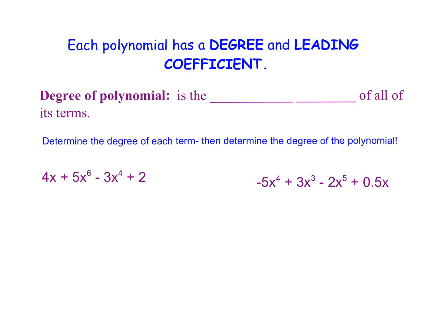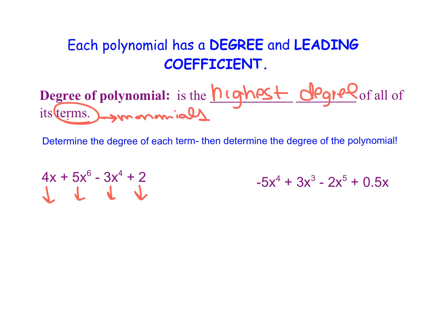So now that we understand what a polynomial is, we're going to look at the degree and the leading coefficient of what are called polynomials. So we're going to start here. The degree of a polynomial is the highest degree of all of its terms, or of all of its monomials that it has being added together. So when we find the degree of a polynomial, we are looking for the highest monomial term. So we're going to look at each term one at a time, find its degree, and then that is the degree of the polynomial that we have.